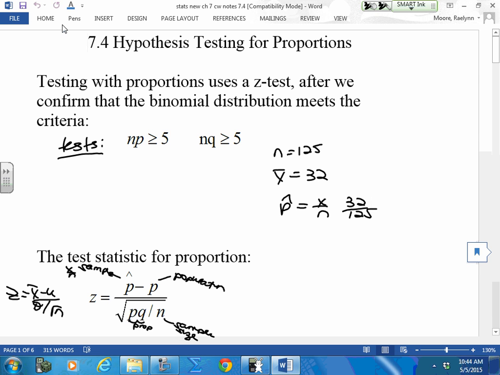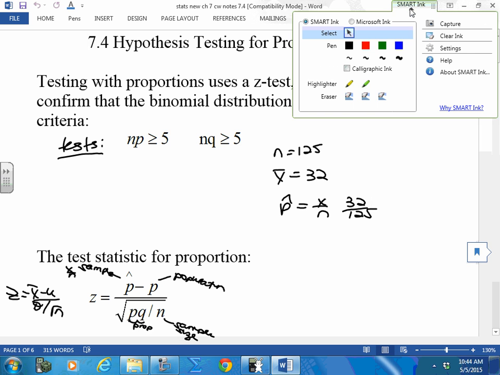Since we're back to a z-score, we're back to table 4. Your critical cutoff values will now come back from inverse norm, when you inverse norm this. And the same thing applies with the two-tail. You'll divide it by 2.